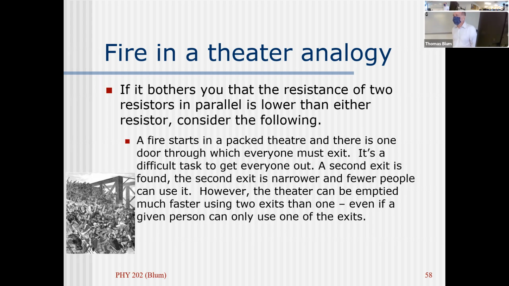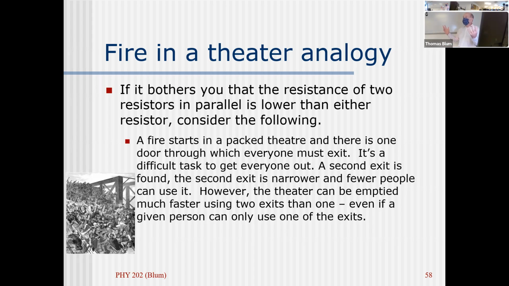So you go to the theater in non-pandemic times and somebody yells fire. There better really be a fire, because you're not allowed to yell fire in a theater. That's not part of free speech. So there better be a fire. Now everybody's got to get out of the theater.